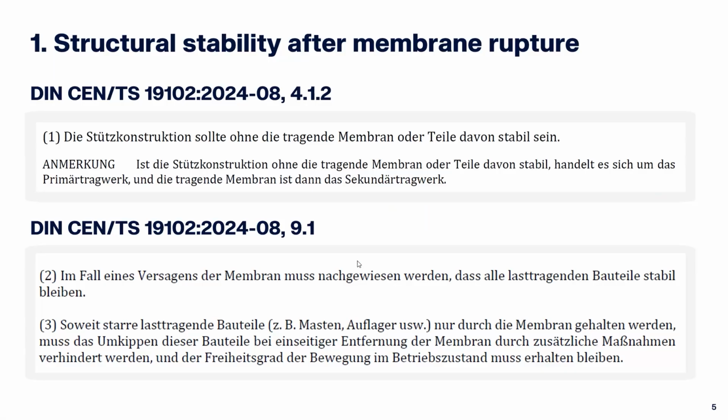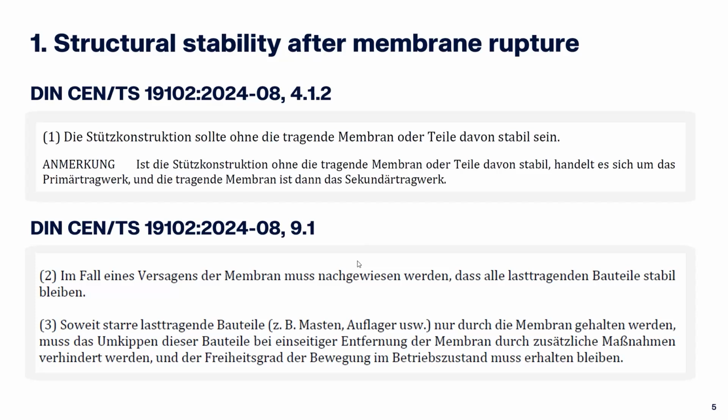Well, in the standard, at least in Europe, which came out last year, especially for membrane structures, it says so. I only have the German translation, but I'm going to translate the important parts to English. So the first sentence is that the supporting structure should be stable without the membrane or parts of it. In our case, our structure won't be stable without the membrane, but it hopefully will be stable if parts of the membrane are missing. And then at the bottom, we have another sentence that goes in the same direction.